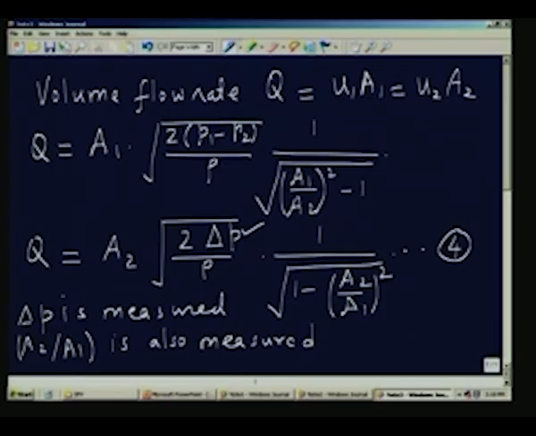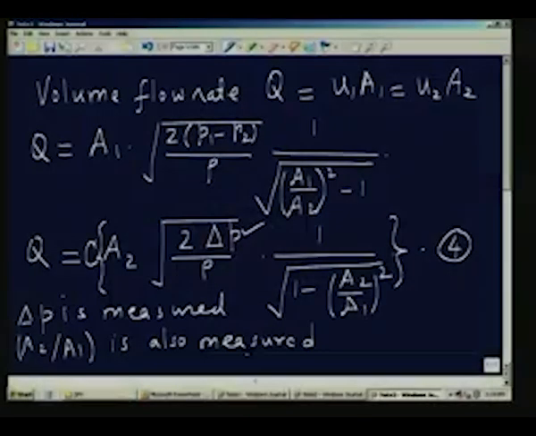In order to make this equation 4 valid for a real fluid flowing through the variable area device, we can introduce a coefficient of discharge. I will simply multiply this by C, a coefficient chosen such that the actual volumetric flow rate is given not by the ideal expression, but by the ideal expression multiplied by some coefficient which adjusts for the non-idealness of the flow.